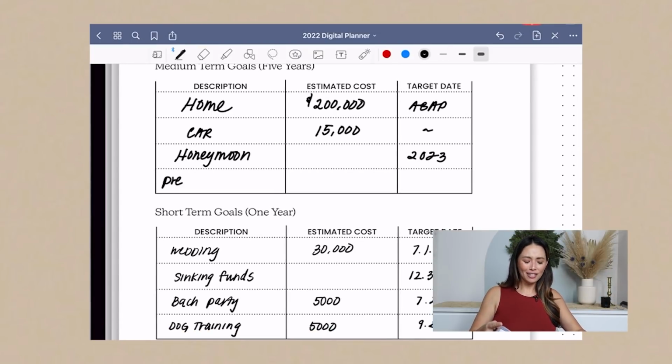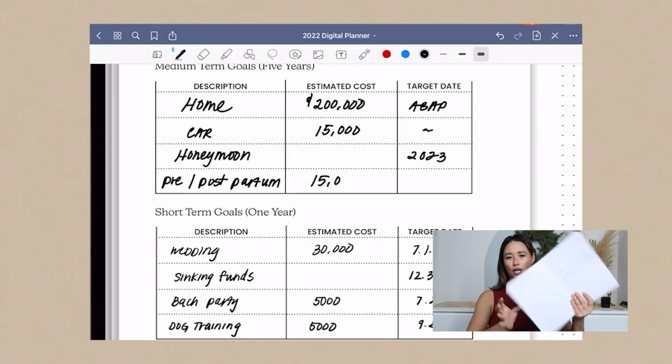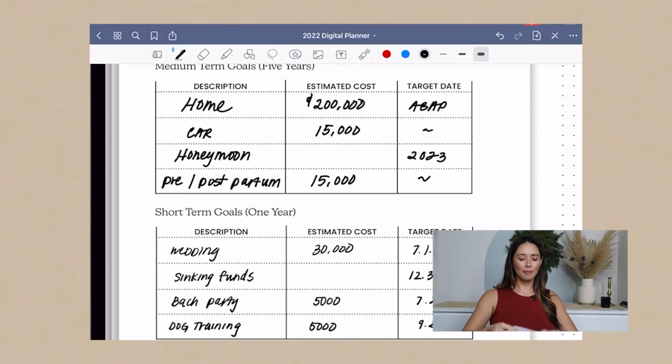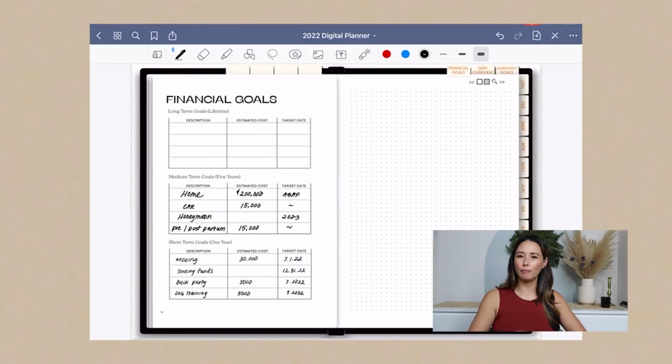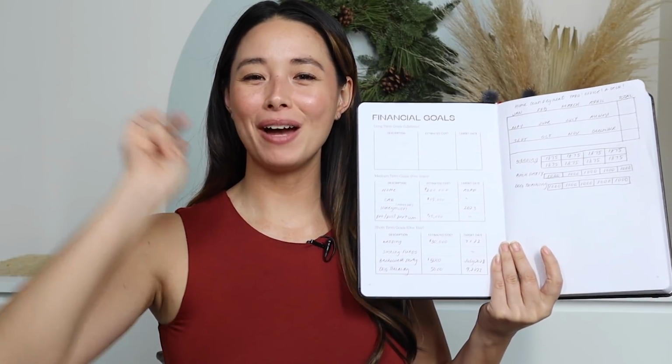So tentatively, I estimated a cost of a goal of $15,000. I don't know if that's too much or too little. And then there's no target date. It's just like a wiggly line. But yeah, for my mommies and daddies out there, let me know what you think that should be. That completes my financial goals for 2022.